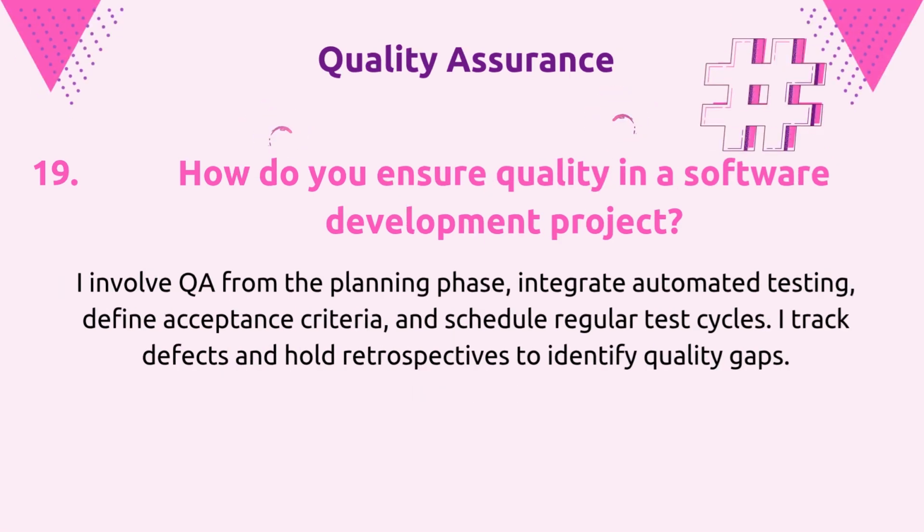Question 19 related to quality assurance. How do you ensure quality in a software development project? I involve QA from the planning phase, integrate automated testing, define acceptance criteria, and schedule regular test cycles. I track defects and hold retrospectives to identify quality gaps.